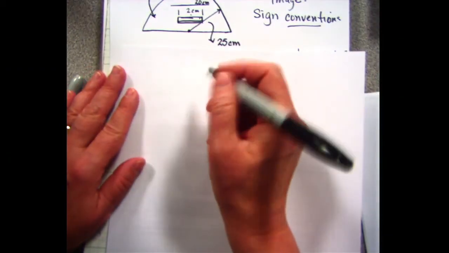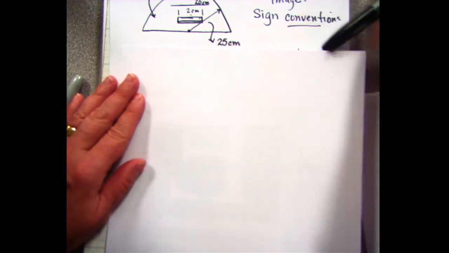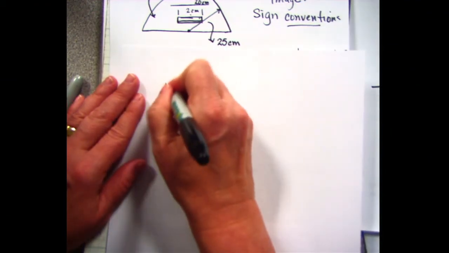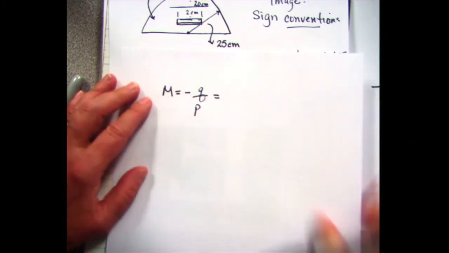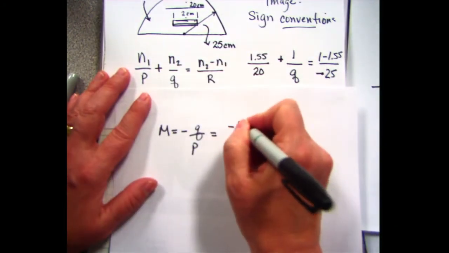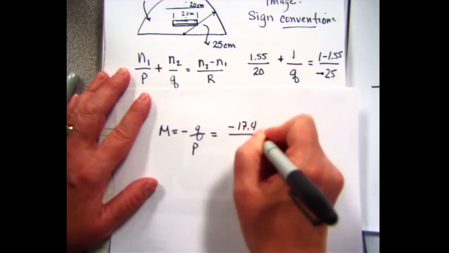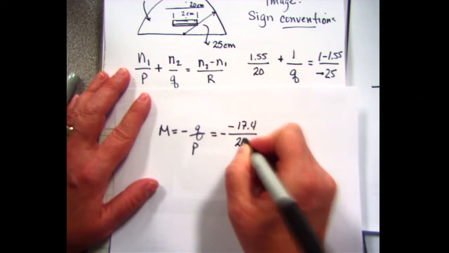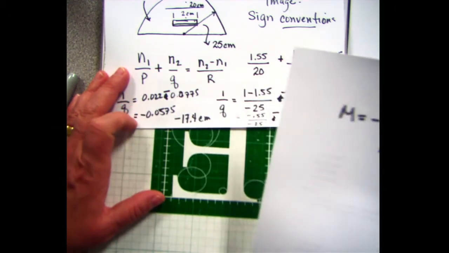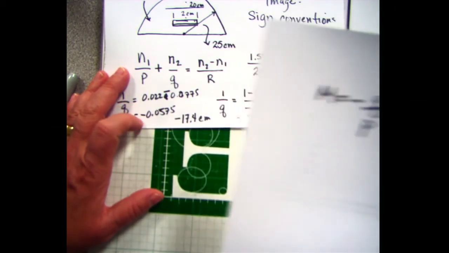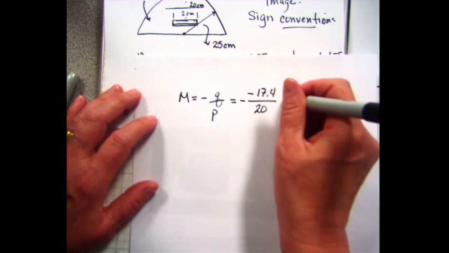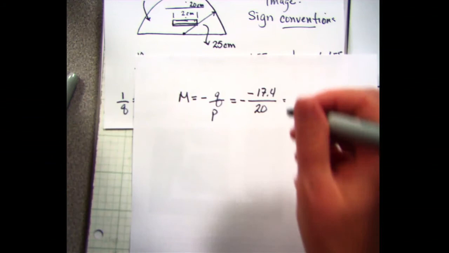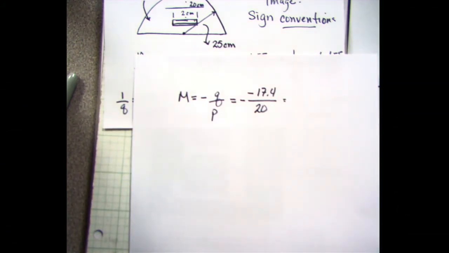Now I got to figure out the size. And the size, I got to do my magnification. Magnification is equal to minus Q over P. My Q is minus 17.4. I still have a minus here, and my P is 20. I got that backwards? Nope. It's going to be positive, but I end up with it looking smaller, and that's not usually the case.